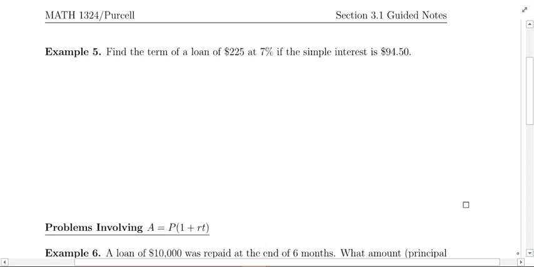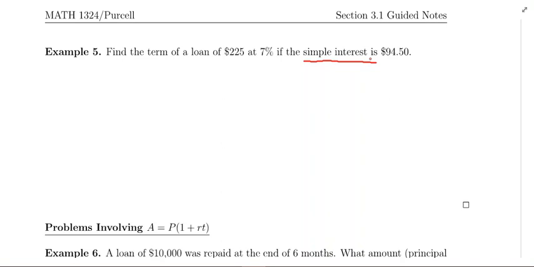It says, find the term of a loan of $225 at 7% if the simple interest is $94.50. As soon as you read this problem, the phrase simple interest should stick out. So this is a simple interest problem. That narrows your choices down to: do I use the formula I equals P times R times T, or the formula A equals P times 1 plus R times T? Again, it comes down to whether my problem involves the interest or the total amount that I pay back.